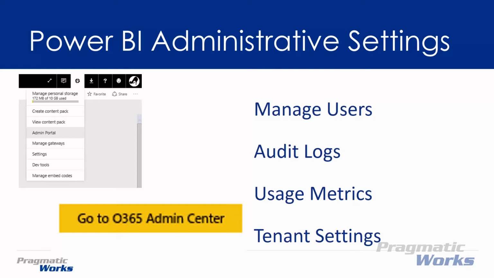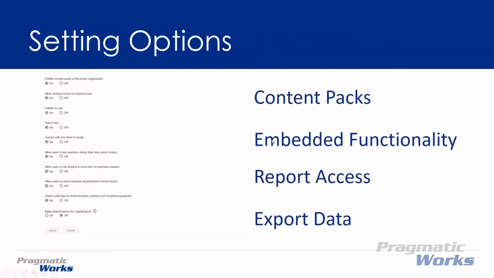One of the things that you do in Office 365 is manage the users and do audit logs. Within Power BI, you can do usage metrics and tenant settings. But your ability to see this at all generally means that you have been granted Office 365 administrator privileges to be able to see the options from within Power BI, which is kind of confusing, but that's how it works. All right, so what can you look at? We'll be looking at this in a little more detail later, but these are the settings that are available to you within administrative settings. One of them is whether you can publish content packs to the entire organization.